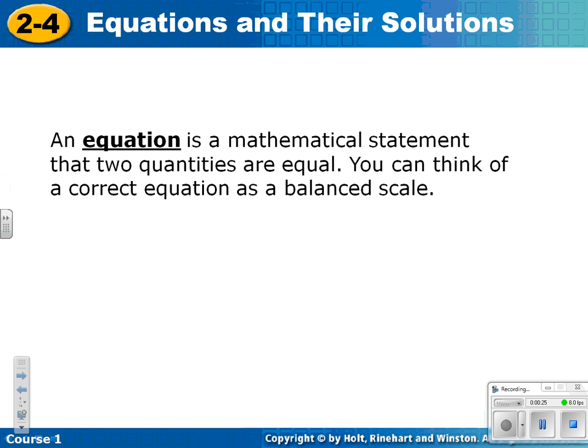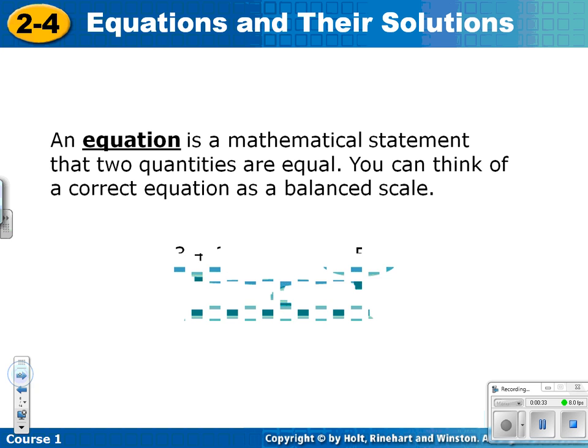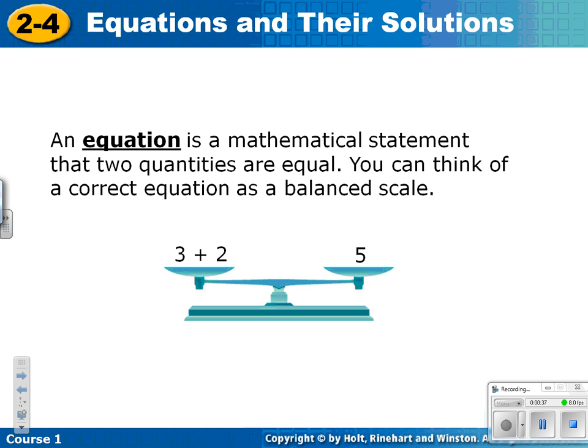You can think of a correct equation as a balanced scale. This is like our teeter-totter. Remember? With a teeter-totter, one side has to equal the other side. We have a balanced scale right here. 3 plus 2, we all know 3 plus 2 is 5. This balances right here at this center point. Okay? This is the same as an equal symbol. It balances. If it doesn't balance, then we do not have a solution.